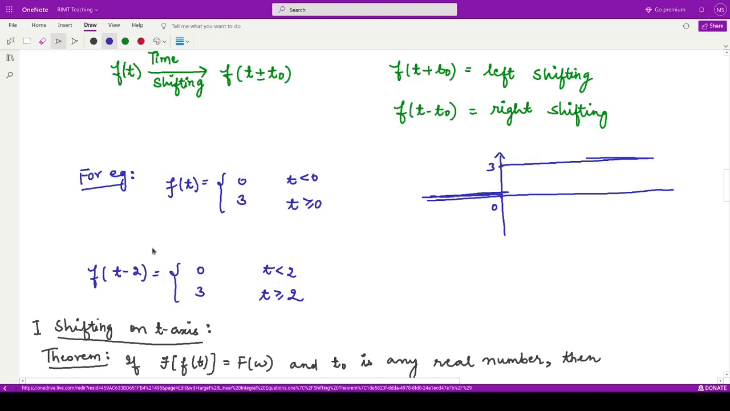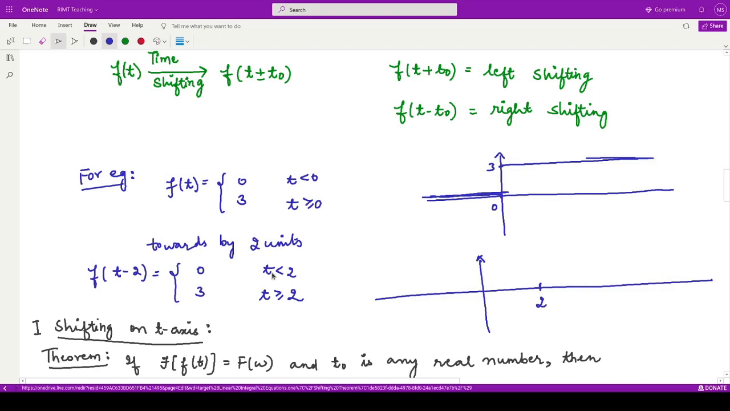When you shift this function towards the right by 2 units, we would have something like this. That means our same function has now been shifted 2 units to the right. So when t is less than 2, your function value is equal to 0, and when t is greater than or equal to 2, your function value is equal to 3. So this is the function which has now been shifted towards the right by 2 units, right? So this is the shifting property.